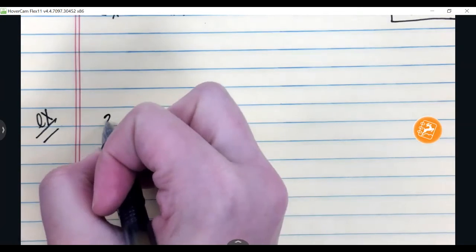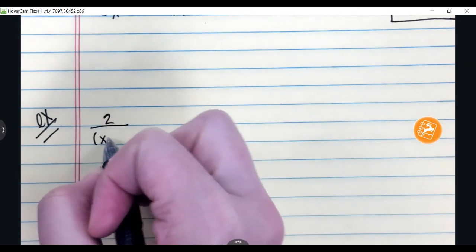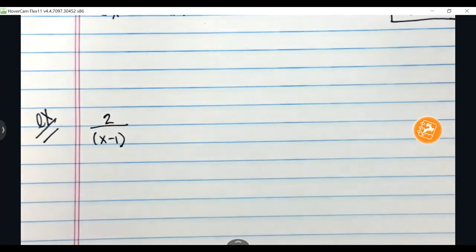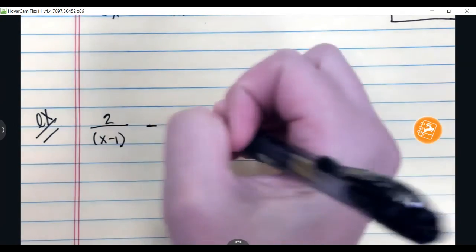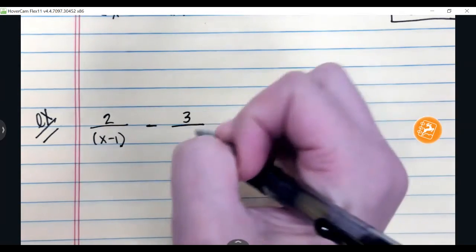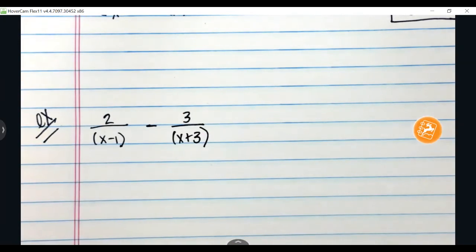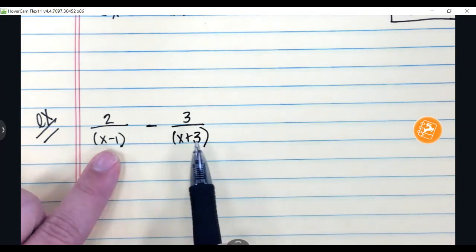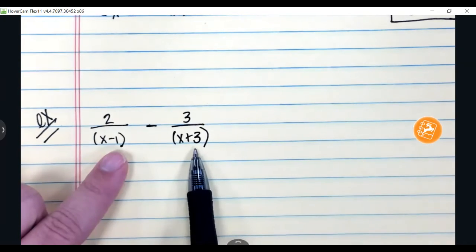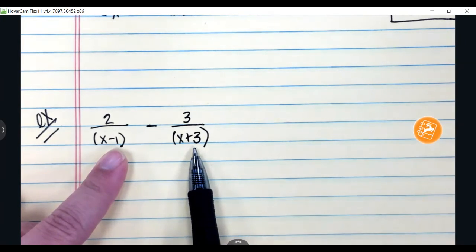2 over x minus 1 minus 3 over x plus 3. And if you want a little tidbit, I promise you these will not be in parentheses. Put them in parentheses. It'll help us in a minute, okay?